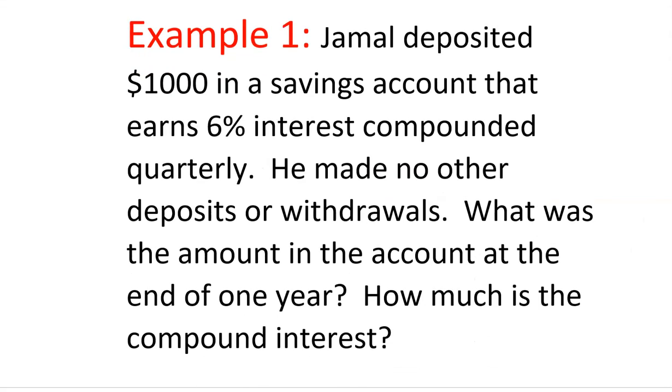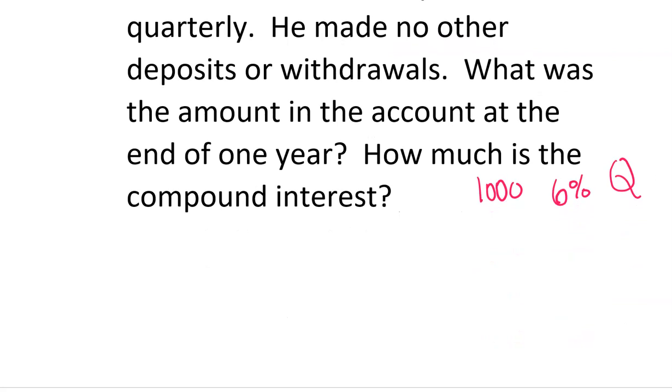Example 1, Jamal deposited $1,000 in a savings account that earns 6% interest compounded quarterly. So we have to remember the quarterly part. 6%, $1,000. He made no other deposits or withdrawals. What was the amount in the account at the end of 1 year?